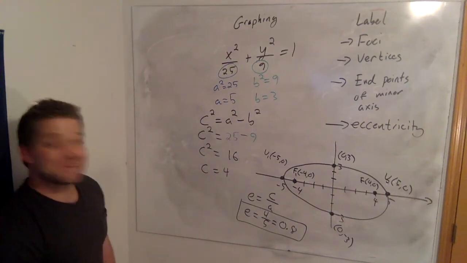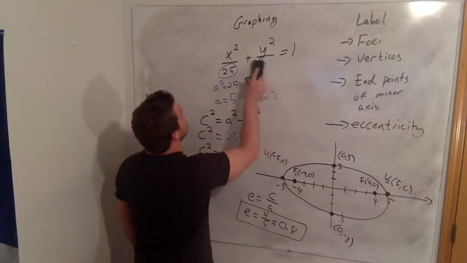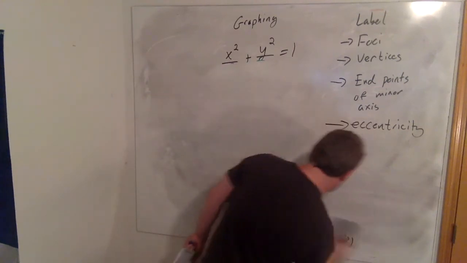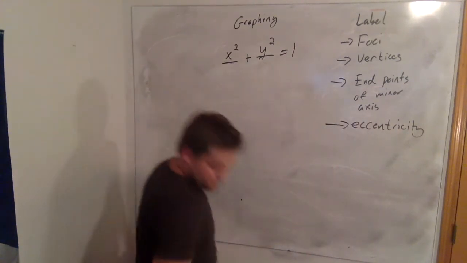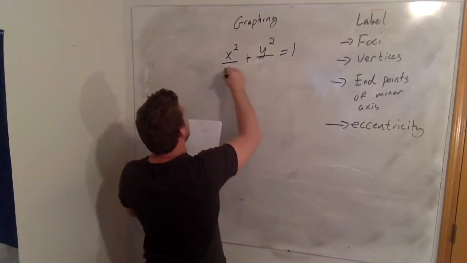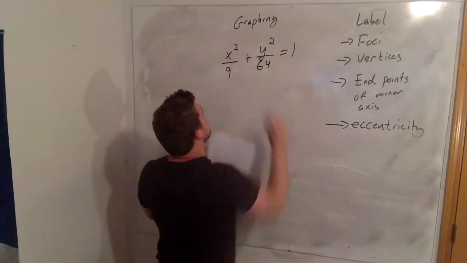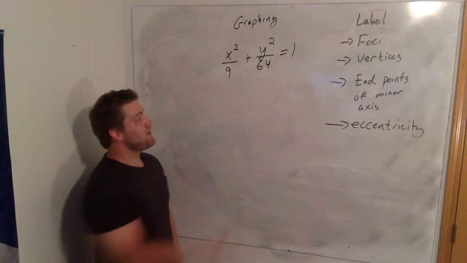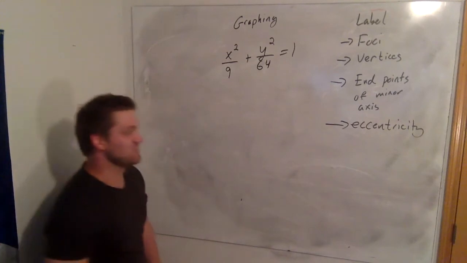Okay, let's do another example. Let's say we have x squared over 9 and y squared over 64. Go ahead and pause the video, sketch this ellipse, label these features, and find the eccentricity.